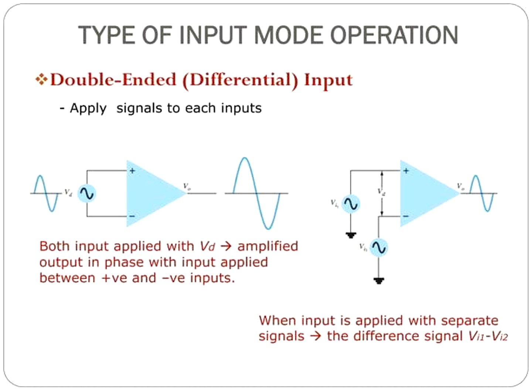The next type of input mode is double-ended or differential input. Double-ended or differential input means we are applying input to both inputs, producing an amplified output corresponding to the difference between the 2 input voltages, that is V1 and V2. So both inputs are applied with a difference of VD. VD is mentioned as the differential voltage or difference in voltage.